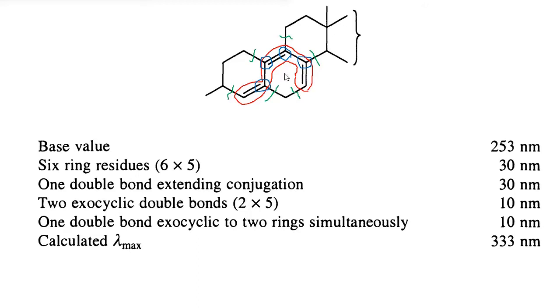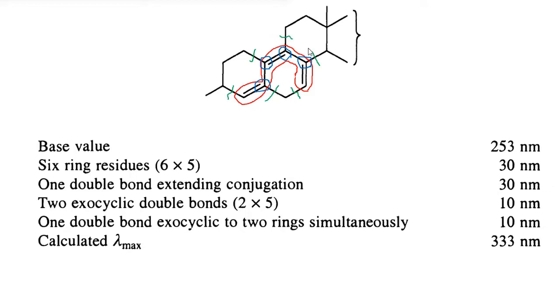It is the ring which contains 2 double bonds inside the ring, so it is a homoannular diene. It is our system, and it has an extended conjugation. If we pass through this, it is a double bond which is an extended conjugation. And so one double bond extending the conjugation contributes 30 nanometer.